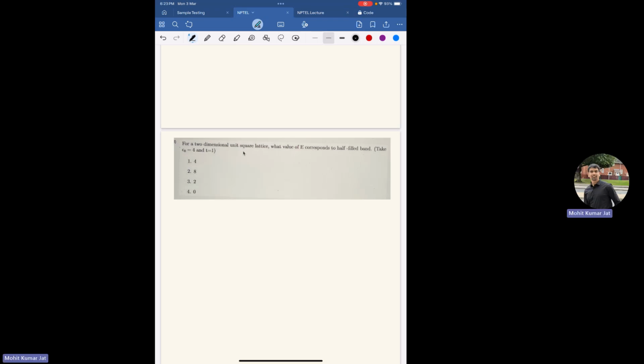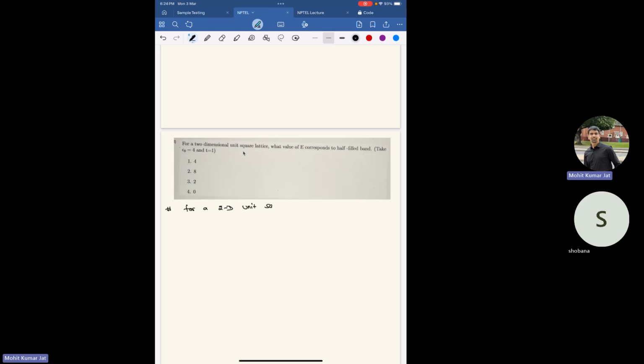So, moving on to question number 3: for a two-dimensional unit square lattice, what value of E corresponds to a half-filled band?